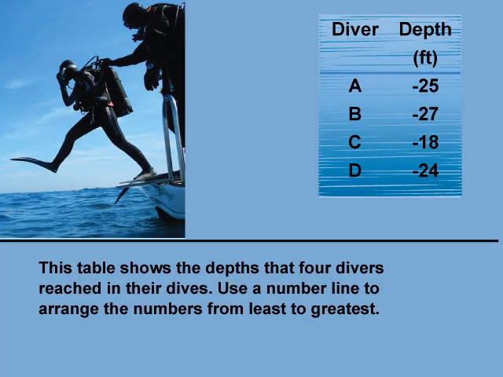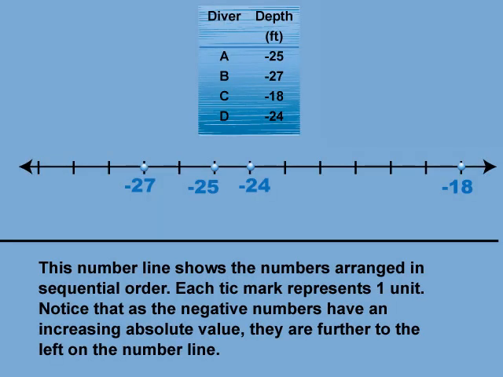This table shows the depths that 4 divers reached in their dives. Use a number line to arrange the numbers from least to greatest. This number line shows the numbers arranged in sequential order. Each tick mark represents 1 unit. Notice that as the negative numbers have an increasing absolute value, they are further to the left on the number line.